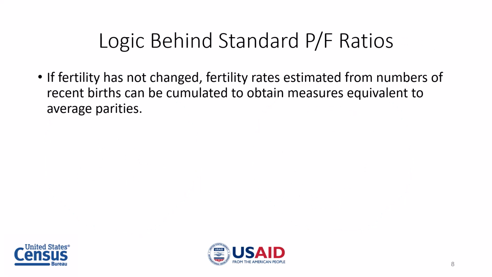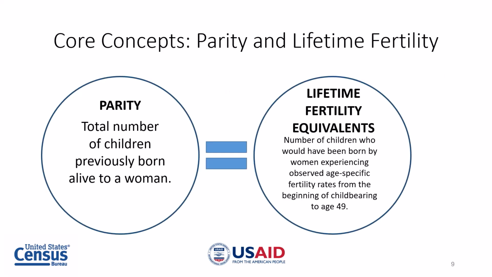Let's put together the logic behind the method and its assumptions. Remember, the method is based on comparing the age patterns of two similar fertility measures, average parity and lifetime fertility equivalents. If fertility has not changed in the recent past, an assumption of the standard PF ratios method, then fertility rates computed from number of recent births can be accumulated to obtain measures equivalent to average parities. Ideally, parity and lifetime fertility equivalents are similar.